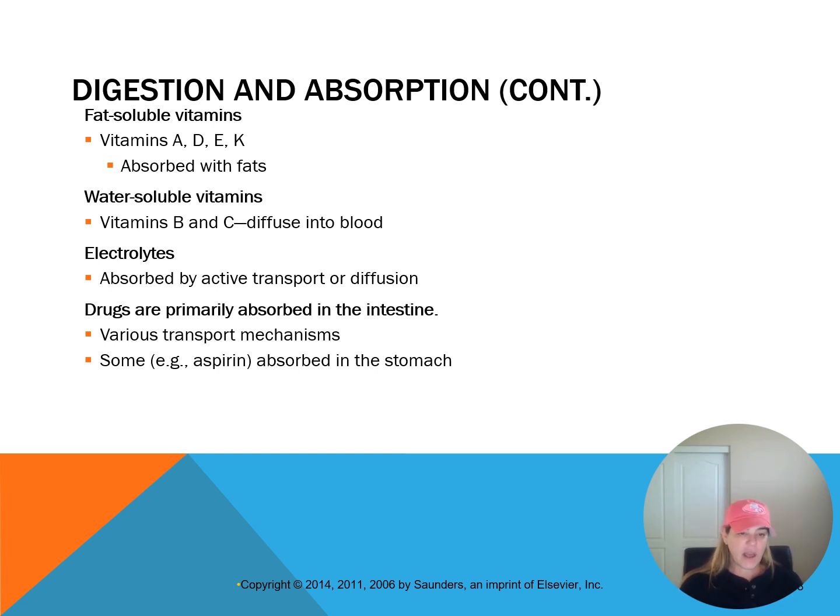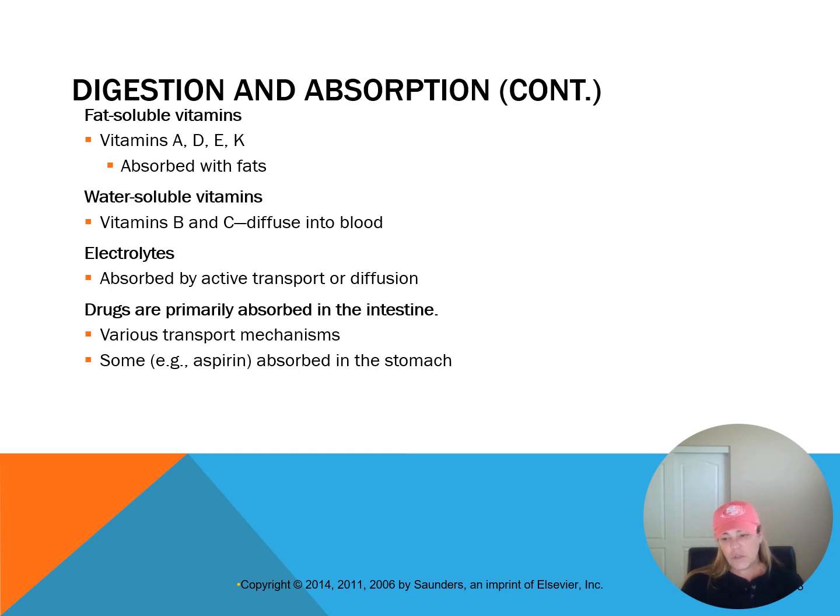Water-soluble vitamins are vitamins B and C. They diffuse right into the blood. But in order to absorb some of the other ones, you need fats to help them absorb. Electrolytes also are absorbed by active transport or diffusion inside the digestive tract.